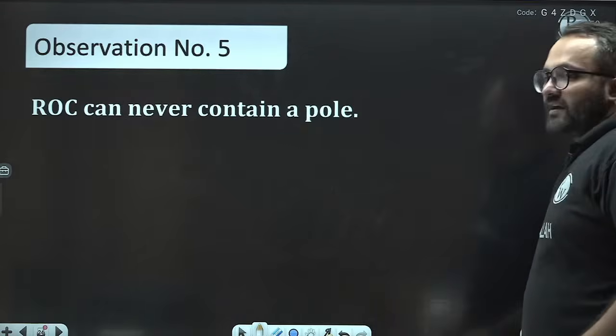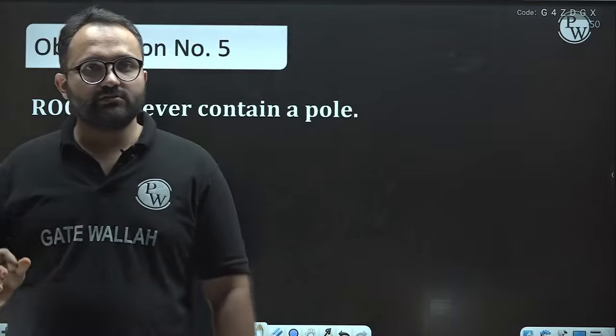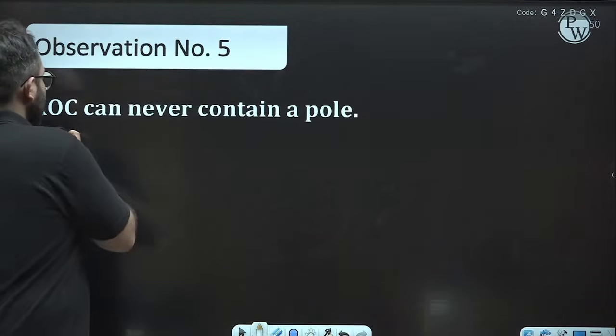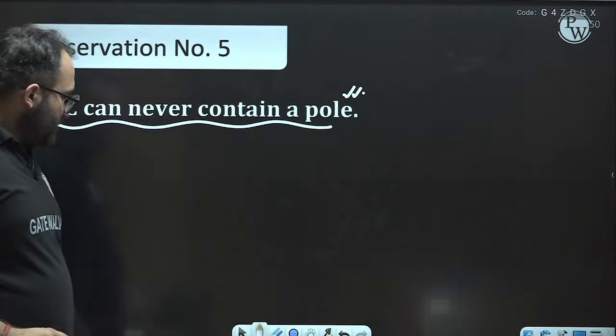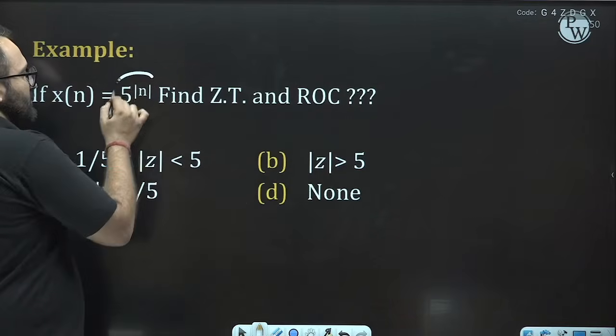Next, the last property is also exactly the same as that of the Laplace transform, that is, the ROC can never contain a pole. ROC can never contain a pole. So these are the properties of ROC. Okay, so let us do one example.